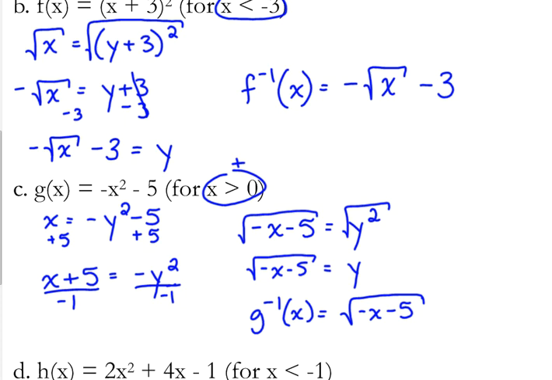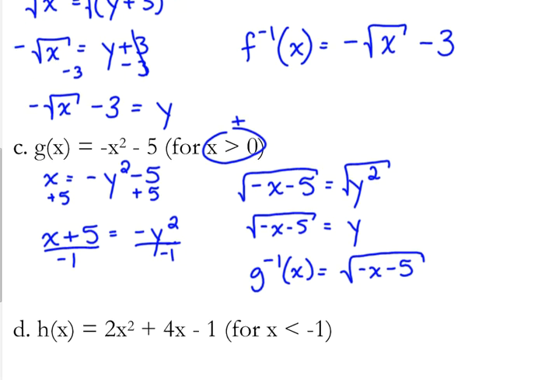So this one's different from the previous one. This one, the minus 5 is inside the square root because we did that part first, before we took the square root. The other one we subtracted after we took the square root.